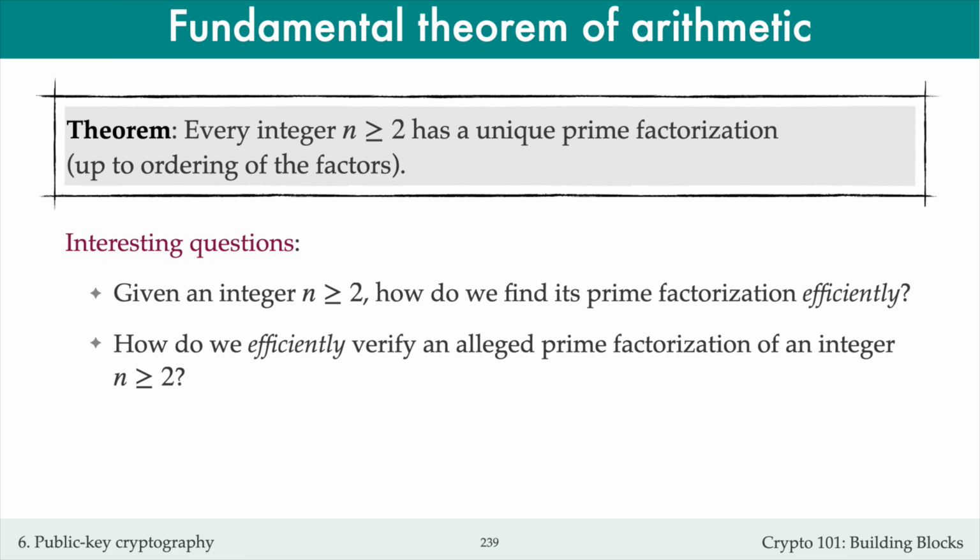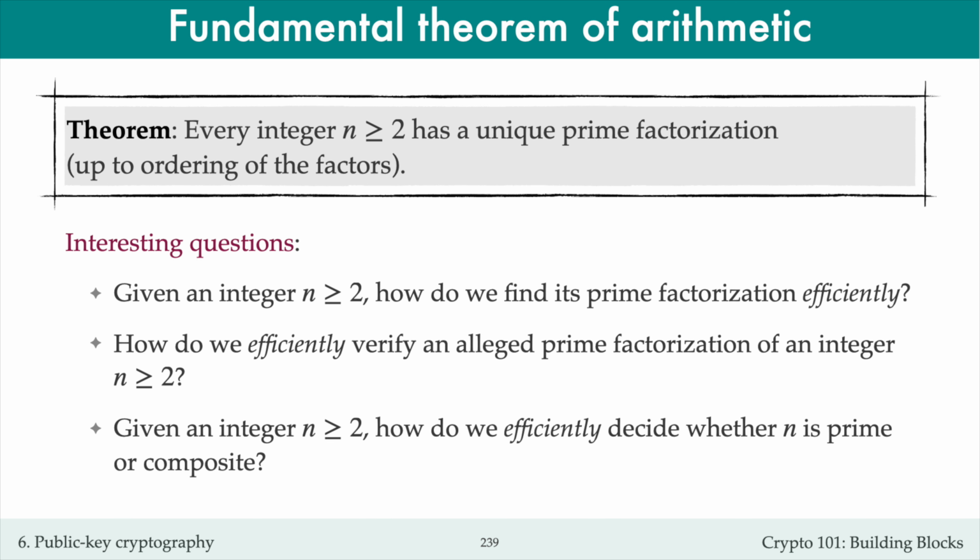Of course, you can multiply the factors together to see if they give you n. But the crux of the question is, how do you test whether each of the factors I gave you is indeed prime? So we have a second interesting question. Given an integer n at least 2, how do we efficiently decide whether n is prime or composite?